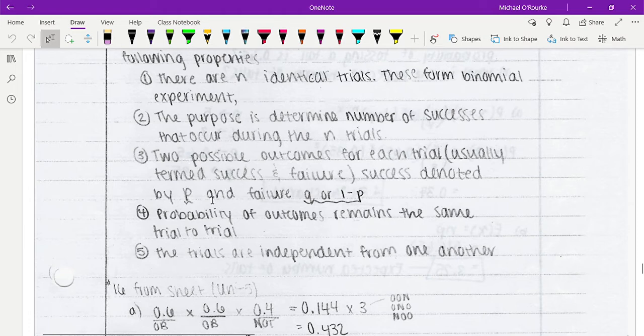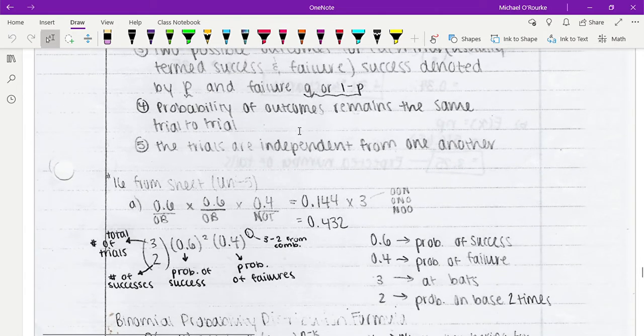Success is P, and Q represents failure. And Q is 1 minus success. And the trials are independent of each other. The probability remains the same through everything. So it's independent: one trial does not affect the next trial. Does that make sense to everyone? Thumbs up? Okay.